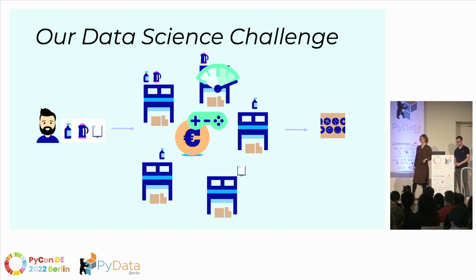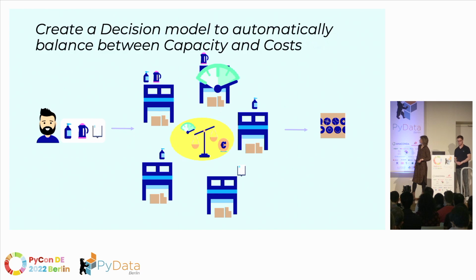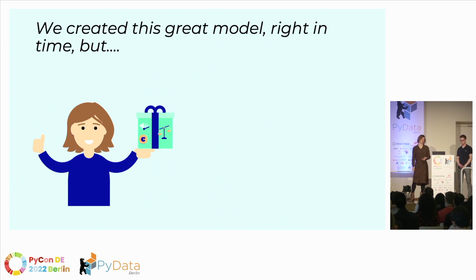And that's where data science came into place. We were asked to create a decision model to automatically balance between capacity and cost. So still cost, but also taking into account capacity. So the team started up together with Daniel and a lot of other data scientists, worked very, very hard. We had this tight schedule because we wanted to be ready before October when our peak season starts. And we were so happy because we created this very nice working model right in time.